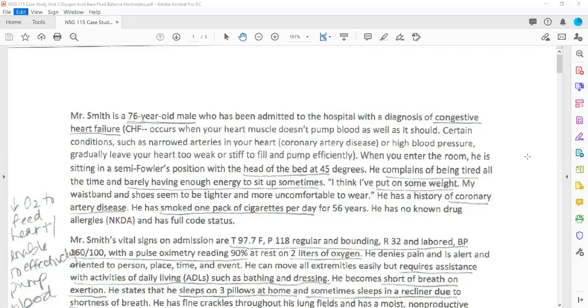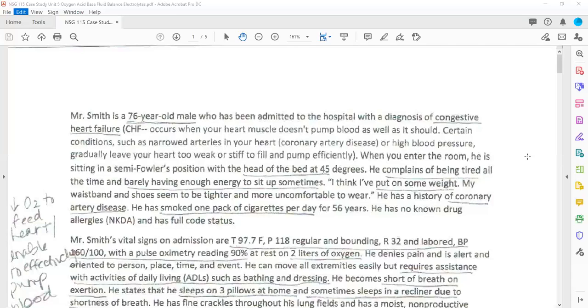His medical diagnosis is congestive heart failure. And I put in there the definition of congestive heart failure, or nowadays, many times it's referred to just as heart failure. It occurs when the heart muscle doesn't pump blood as well as it should. So that heart muscle, particularly the left ventricle, gets very weak from pumping so hard that the muscle gets stretched out. It says certain conditions such as narrowed arteries to the heart, coronary artery disease, or high blood pressure can leave the heart too weak or too stiff to fill and pump effectively. So we're not getting good cardiac output.